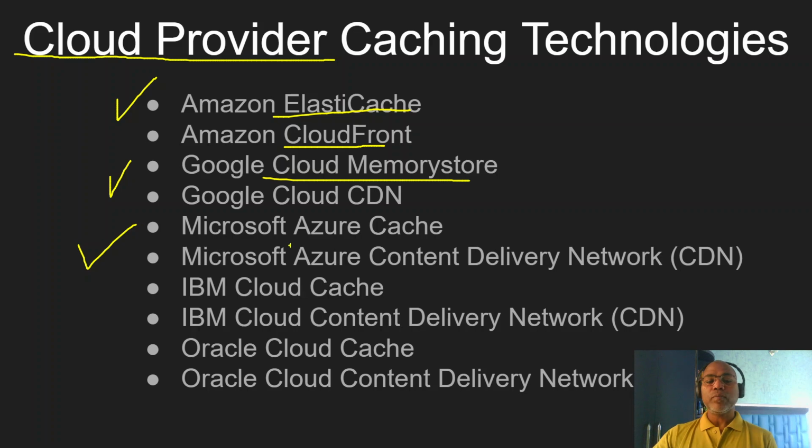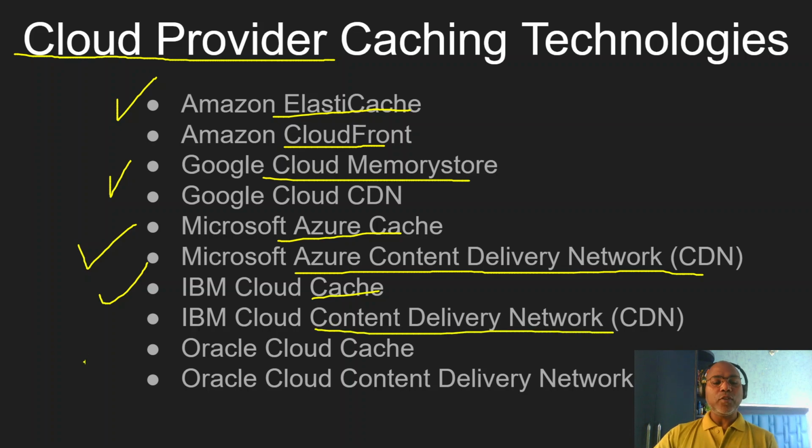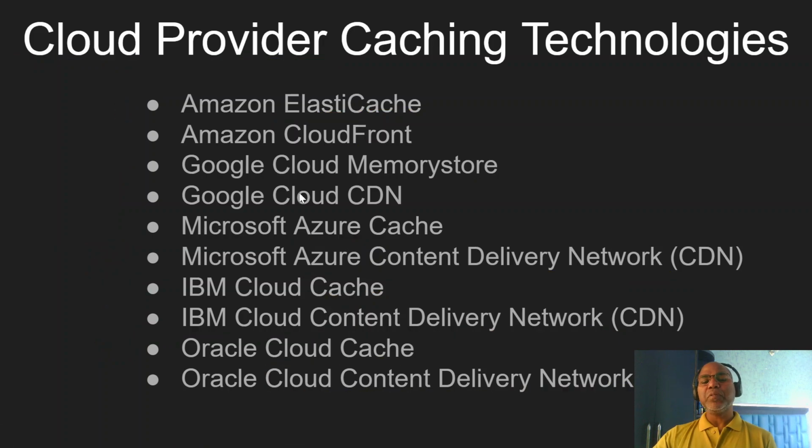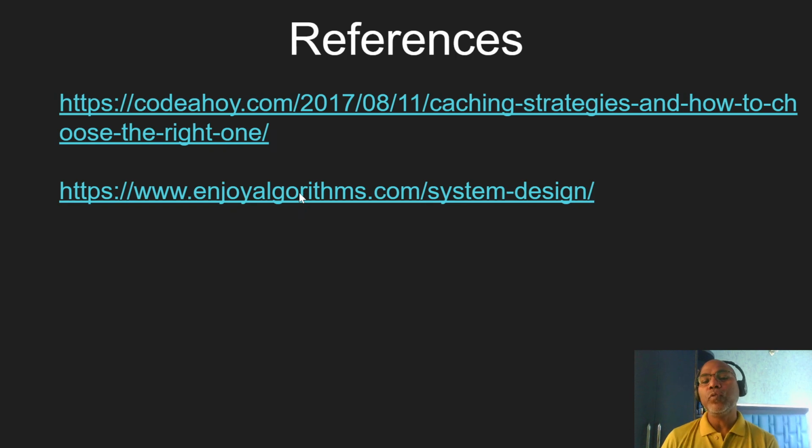Microsoft has Azure Cache and Azure CDN available. Similarly, IBM has cloud cache and IBM CDN. Oracle has Oracle Cloud Cache and even Oracle Cloud CDN. So nowadays, every cloud provider, or commercial caching server, is available for you. You can explore all the caching technology available. Caching helps us improve performance and everything.